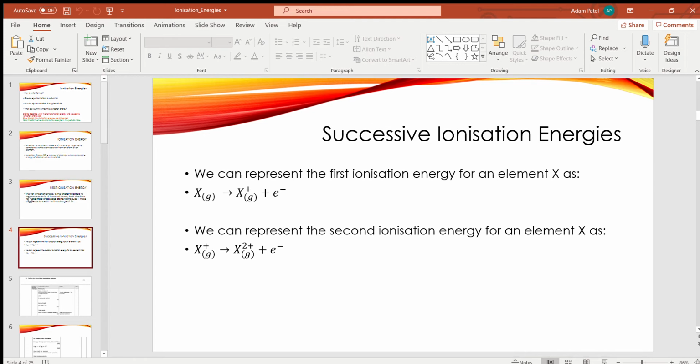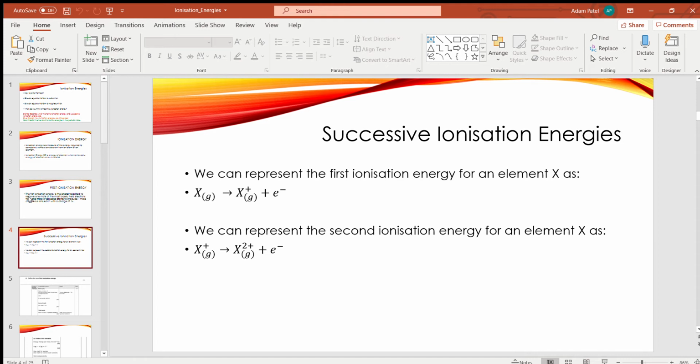So successive ionization energies: in any given element, you can have more than one ionization energy, provided you have more than 1 electron that could possibly be removed. So for example, in carbon we have 6 electrons, so therefore 6 electrons can be removed. In nitrogen we have 7 electrons, so potentially you're going to have seven successive ionization energies, because 7 electrons can be removed. In sodium, for example, you can have 11 ionization energies because you have 11 electrons, so therefore theoretically you can have 11 electrons being removed.